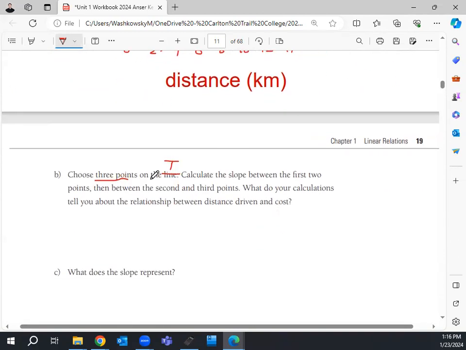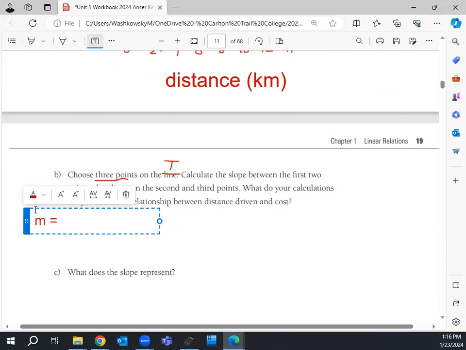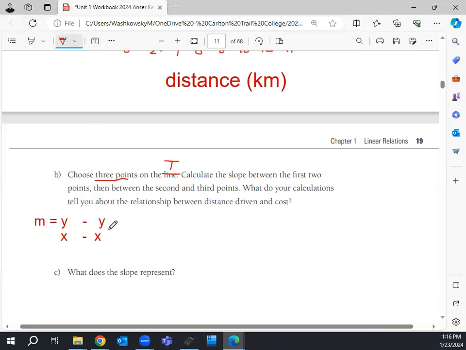So I'm going to go in here. The second I'm trying to find a slope of a graph, I know I need to use my formula. M, slope, is equal to y2 minus y1 divided by x2 minus x1. Not a very good line.